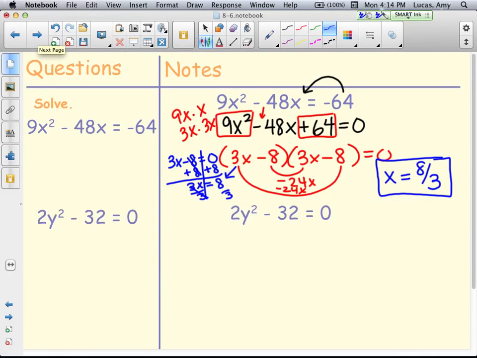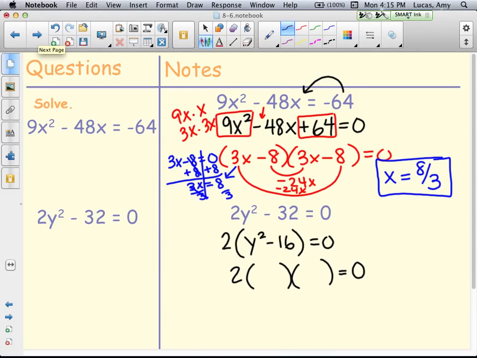Okay, my next problem. Now this problem can't be a perfect square trinomial because it doesn't have 3 terms. It's not a trinomial at all, it's a binomial. So I noticed that if I factor out a 2, dividing them each by 2 would give me y squared minus 16. Now this problem looks familiar to me. It's actually a difference of squares.